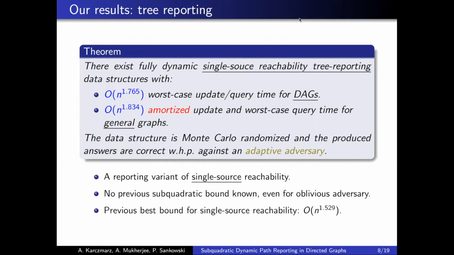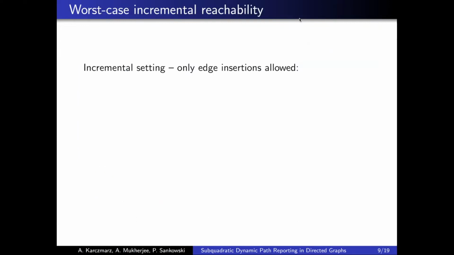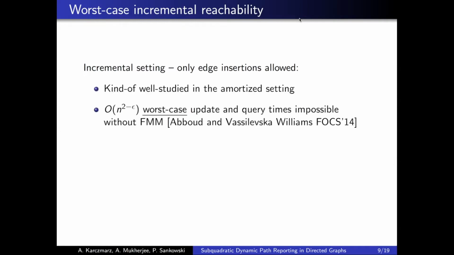Previously, for single source reachability, there was an order n^1.529 time bound known. We also consider the incremental reachability problem. In the incremental setting, only edge insertions are allowed. This is well studied in the amortized setting.